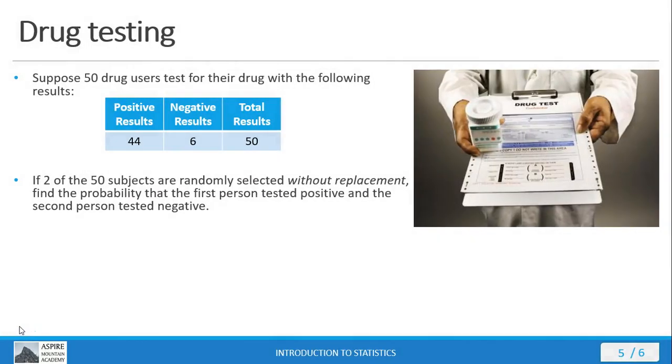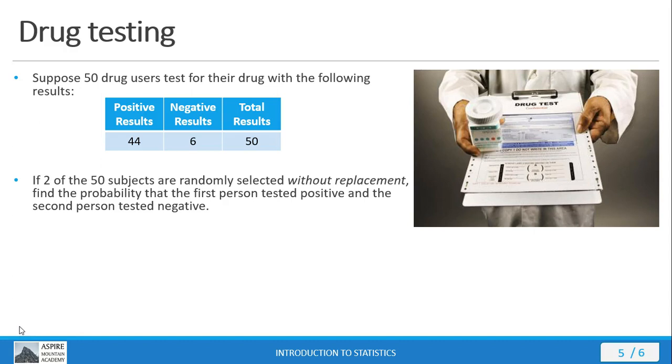Let's look through an example here. So suppose we have 50 drug users testing for their drug with the following results. So 44 test positive, 6 test negative, so we've got 50 results total. If 2 of these 50 subjects are randomly selected without replacement, okay, without replacement means we don't put them back in the pool to be sampled again. So they're selected without replacement. Find the probability that the first person tested positive and the second person tested negative.